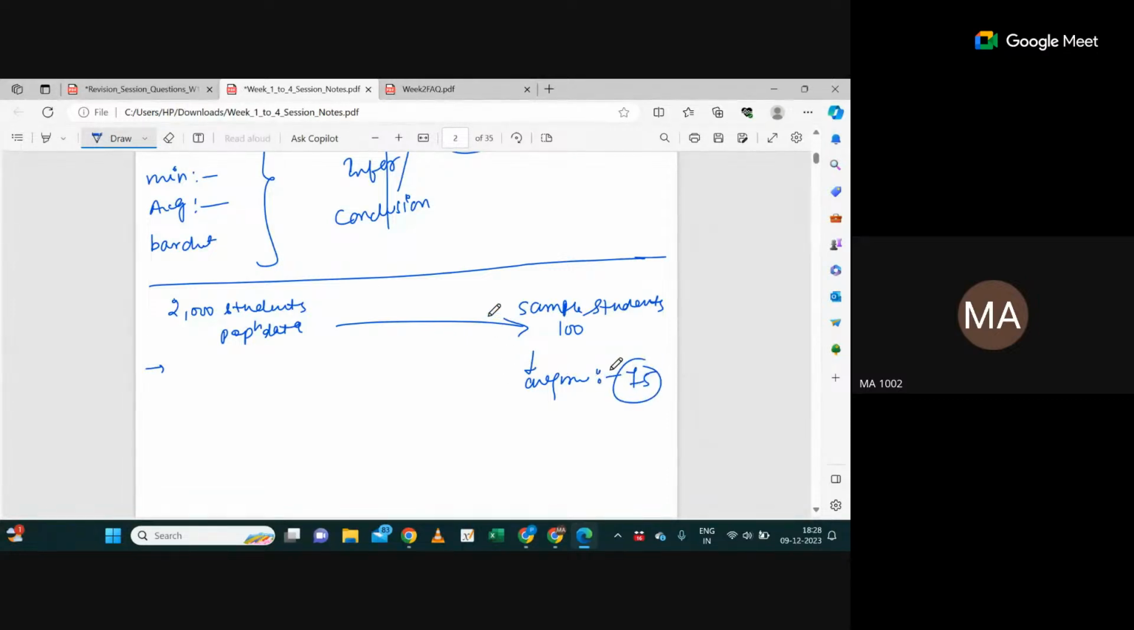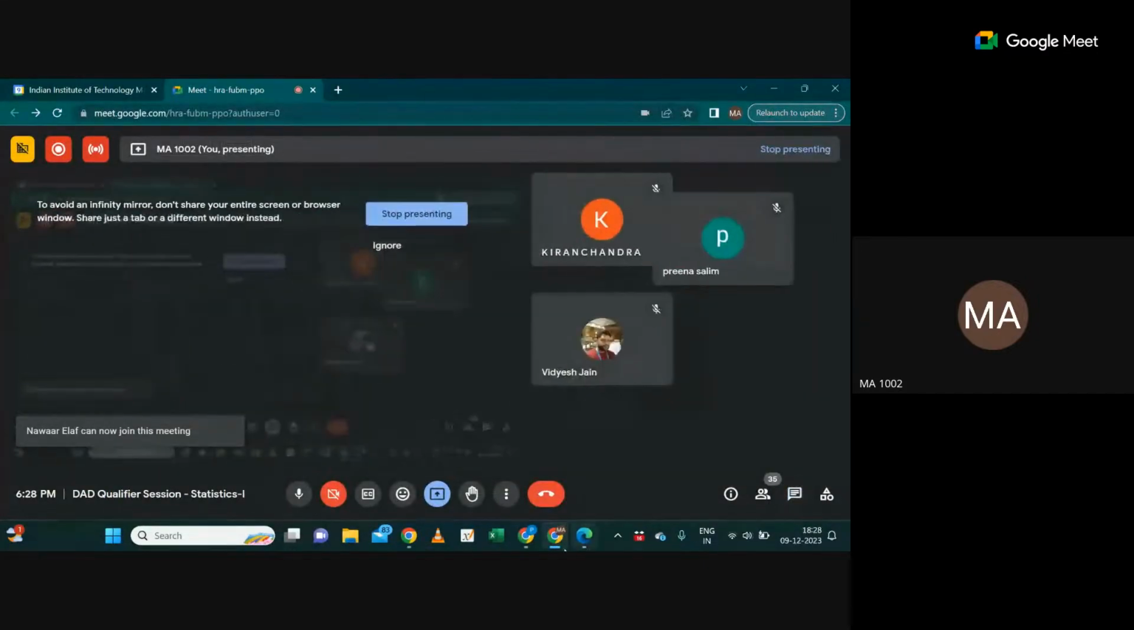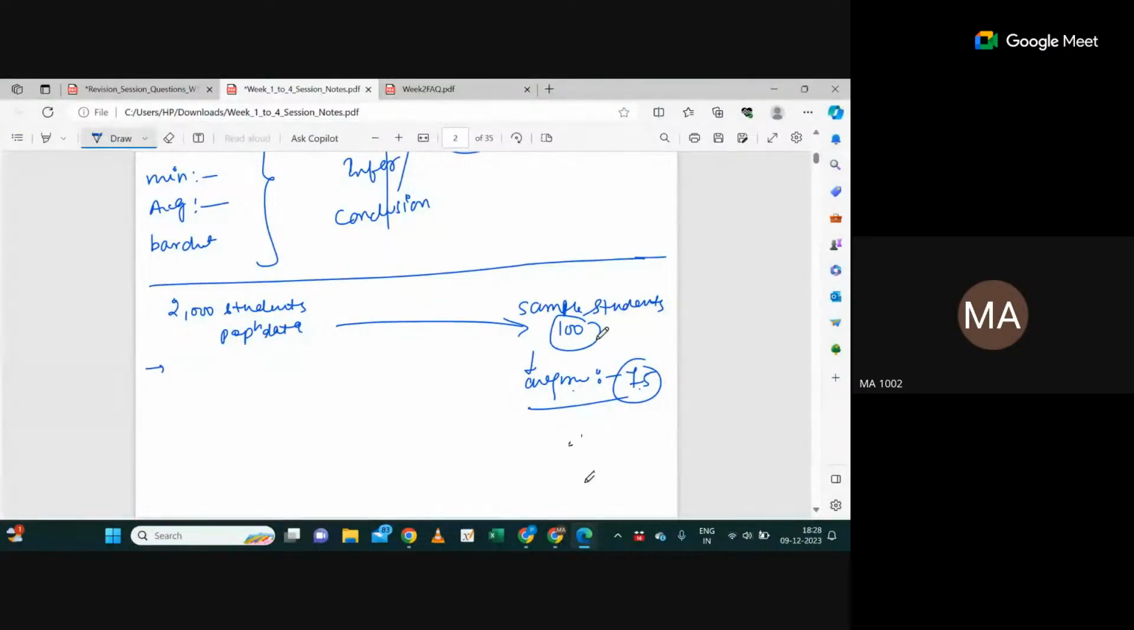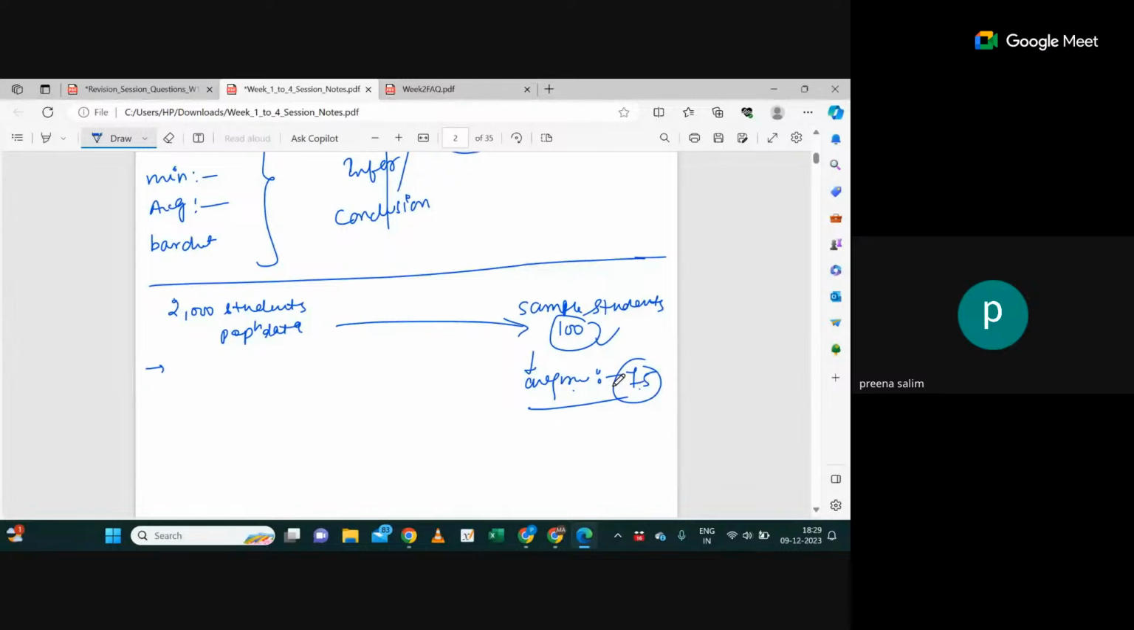Now, first of all, tell me, if I stop here, like I have marks of 100 students, I calculate the average marks as 75, and I say to you, average marks of these 100 students is 75. Is it inferential or descriptive? It is descriptive, right? Why descriptive? Because you mentioned it is for the 100 students.